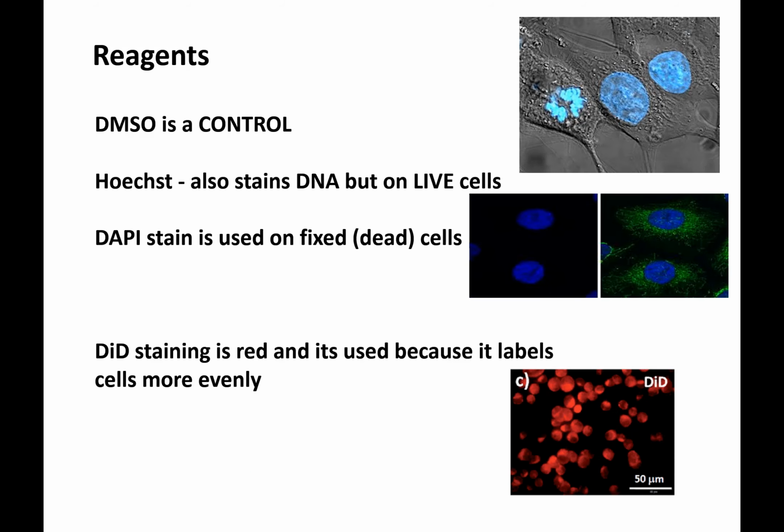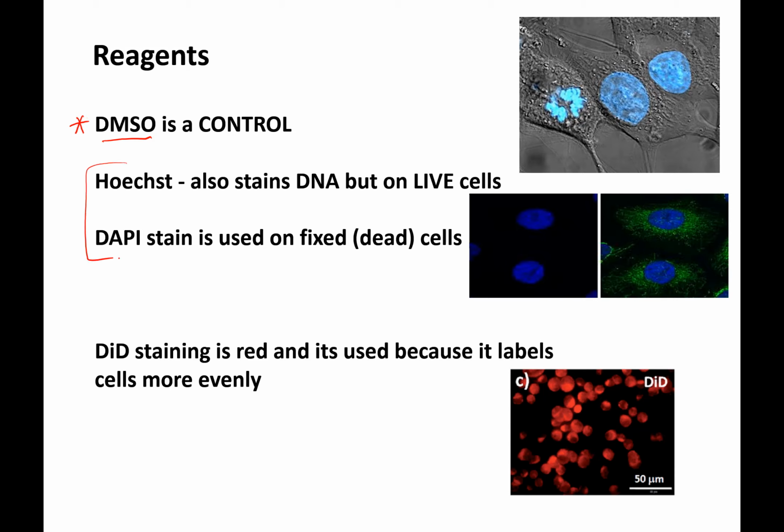When you see DMSO, this is a control. This is like your negative control. So DMSO is just the reagent that is used to dissolve the other dyes. So it's like PBS. It's just kind of a buffer thing. So whenever you see DMSO, that's your control.